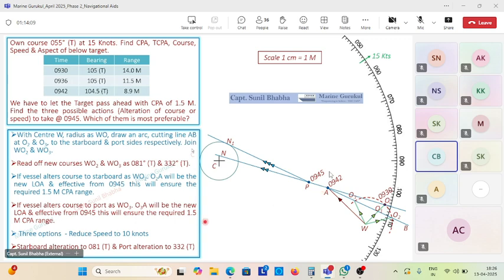So out of the three options which are available to us, the most appropriate option would be to alter our course to starboard. The new course would be WO2, line of approach would be O2A. Effective at 9:45, it will make the ship move on the new line of approach, Papa November 1, having its CPA at November 1, which is the required CPA of 1.5 miles. The new course to be steered is 081, effective from 0945 hours.